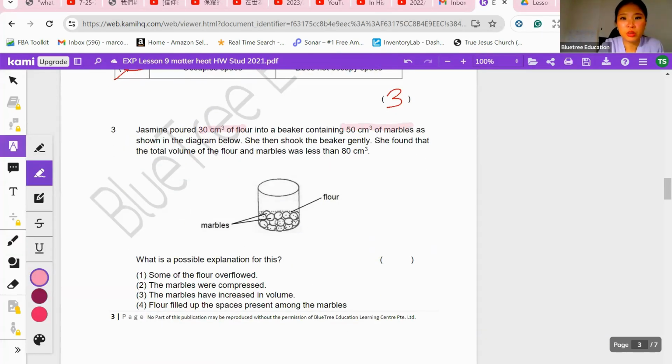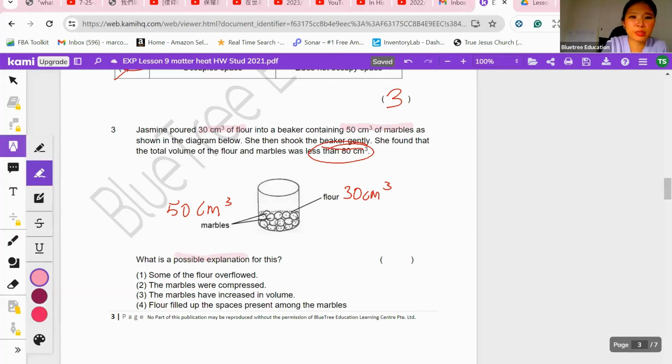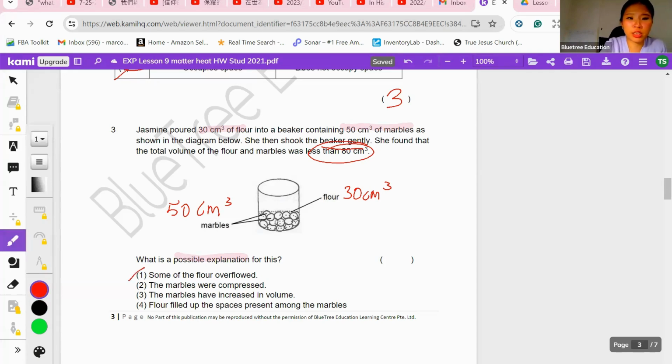Next. So here it says 30 cm cube. Annotate and analyze. This is how you're supposed to do, okay? So this one very simple, possible explanation. Some of the flour overflow cannot be overflowing, right? It's totally out, right? 1. Marbles cannot be compressed because marbles are solid. Okay? Marbles have increased in volume. This makes no sense. Okay, so answer is 4.